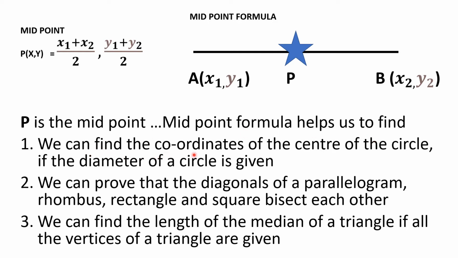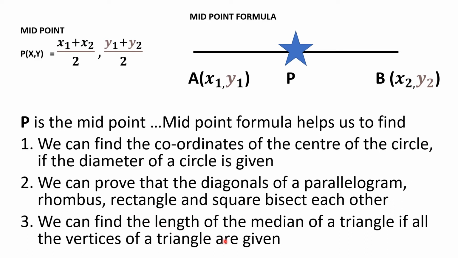We can find the coordinates of the center of a circle if the diameter of the circle is given, because the center is the midpoint of the diameter. We can prove that the diagonals of a parallelogram, rhombus, rectangle and square bisect each other, because the diagonals of these quadrilaterals have the special property that they bisect each other. That is, the midpoint of one diagonal is equal to the midpoint of the other diagonal.